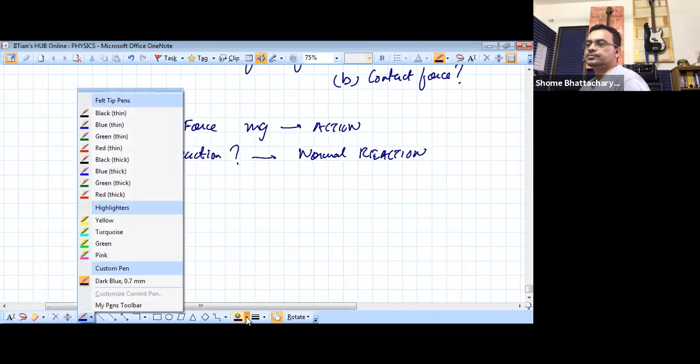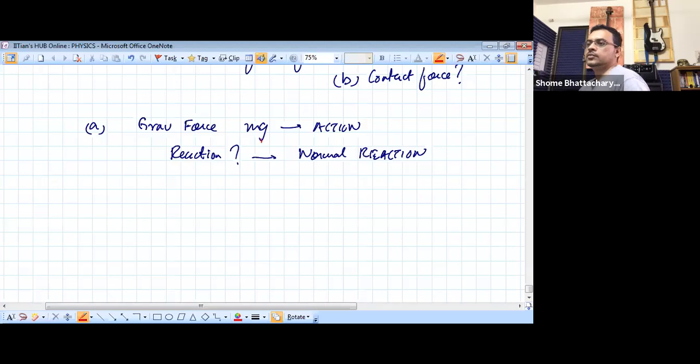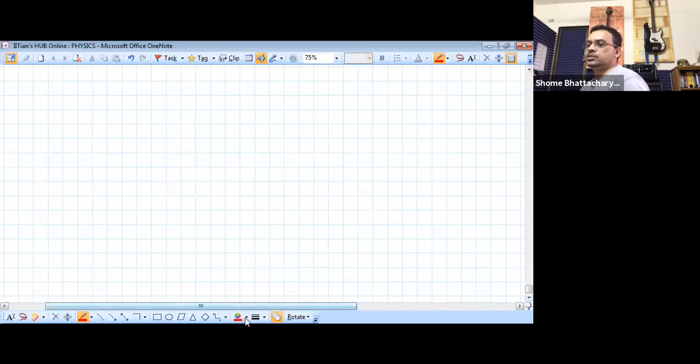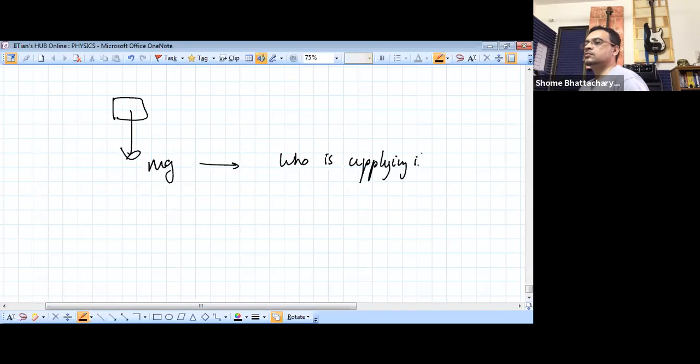Because see, it is not correct. Okay. Not correct. So let's see why it is not correct. So now let's talk about the gravitational force mg. ये जो force mg देखा है मैंने, this one. Who is applying the force? Who's applying this force? And who is experiencing this force? Who's experiencing the force?